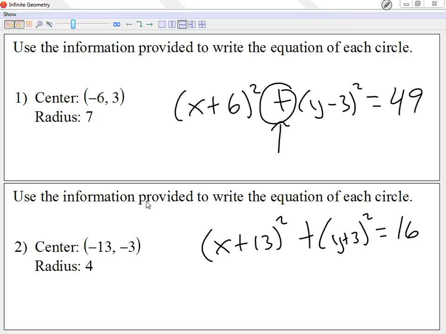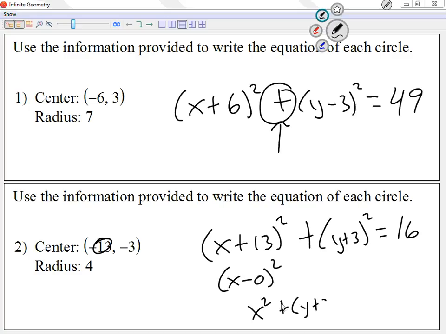Now, if one of the values on the x or the y was 0, then you don't have to do parentheses, because x minus 0... Let's say my value of x was 0. I'm not going to go x minus 0 squared because x minus 0 is just x, right? So don't do anything to the x. I would just write x squared plus y plus 3 squared is equal to 16. Once again, this is if my x was 0. Just as an example, if x was 0, I don't do parentheses on the x. You're not going to go x minus 0. That hint will help you a little with question number 3.